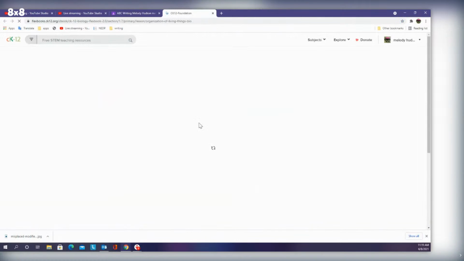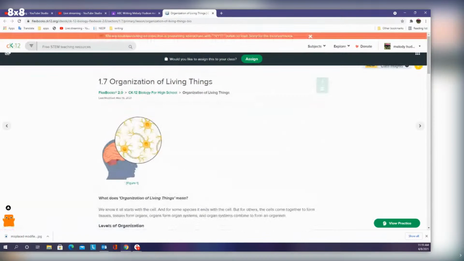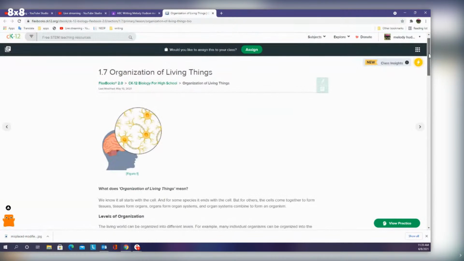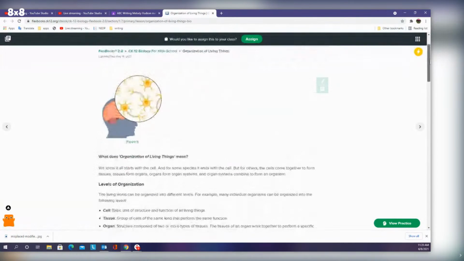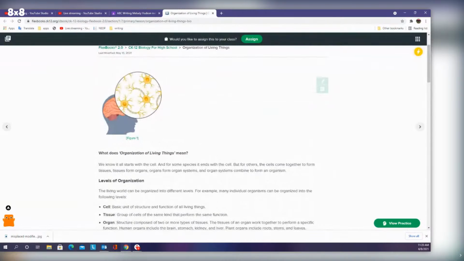And so finally, we're going to look at our lesson, which is organization of living things. And basically, we talked about this, but we're going to say it again. So, what does the organization of living things mean? We know it all starts with the cell. And for some species, it ends with the cell. But for others, the cells come together to form tissues, tissues form organs, organs form organ systems, and organ systems combine to form an organism.